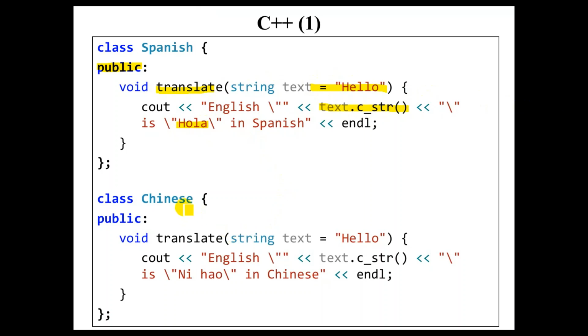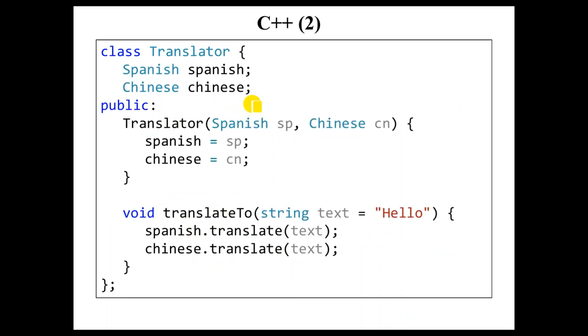Now you can look at the Chinese class, and you can see that the implementation is similar to Java. So this way our Chinese class and the Spanish class are implemented in C++. And now we can look at the translator class. The translator class here is almost similar to Java.